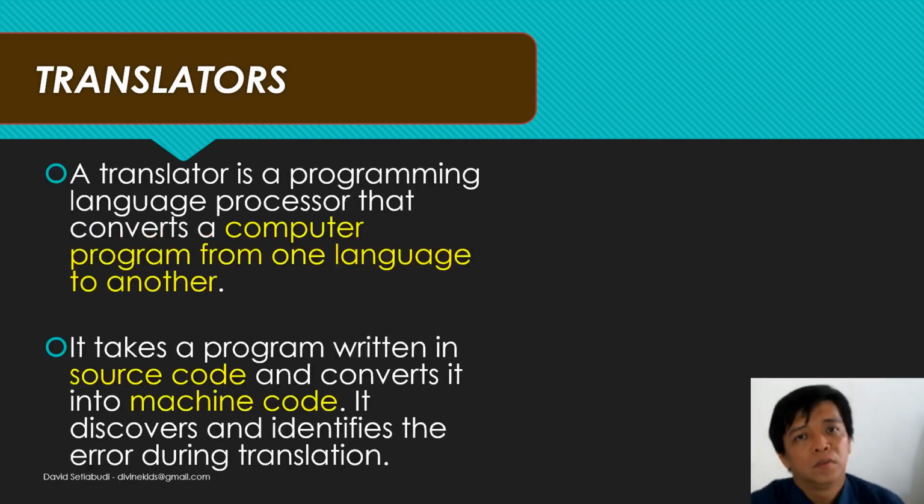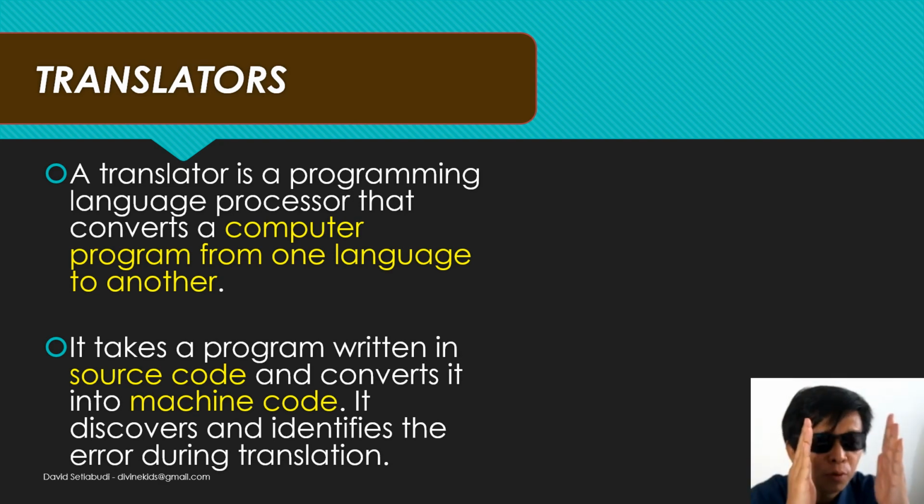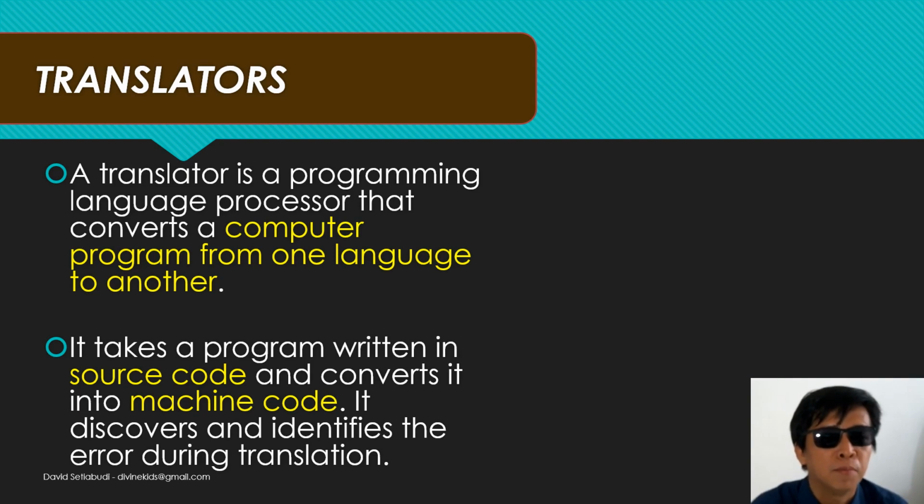Moving next. What is a translator? A translator is a programming language processor that converts a computer program from one language to another language. It means, let's say you are writing in assembly language, or you write down using high-level language. Then the translator processes your language, and then it becomes converted into a computer language.